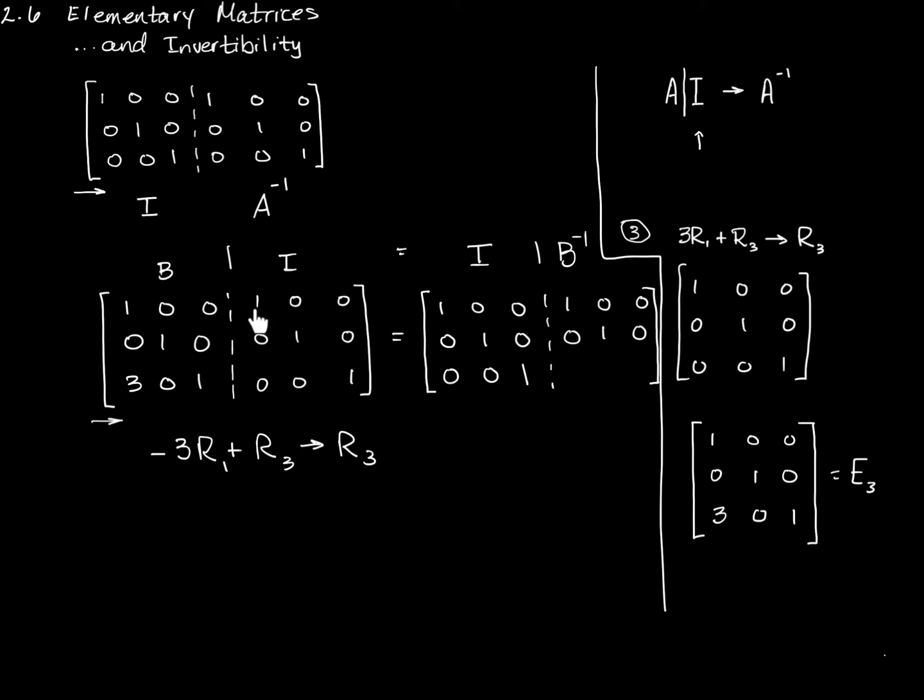-3 times 1 is -3 plus 0. -3 times 0 plus 0, and -3 times 0 plus 1. So now I have, not here, but here, the inverse of B. This is the identity matrix. I didn't run out of rows. I didn't end up with all 0 rows. So B has an inverse, and it's here. This is the matrix B inverse.